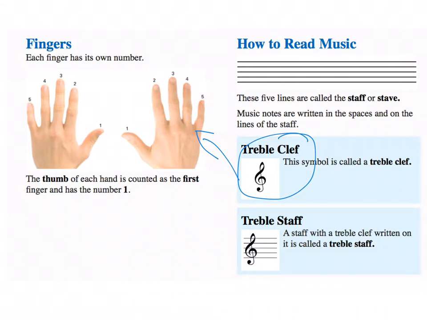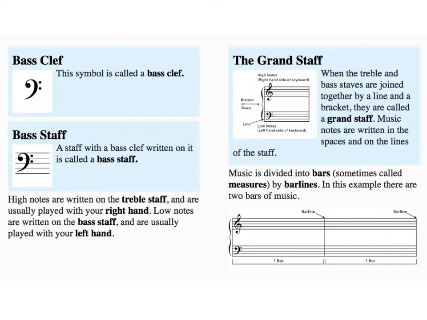Now, reading music, we've already looked at this. The 5 lines are called staff or stave. Bass clef is something we will look at later in the year, or you may have already looked at it already. Maybe you already play keyboard. And bass clef means left hand.